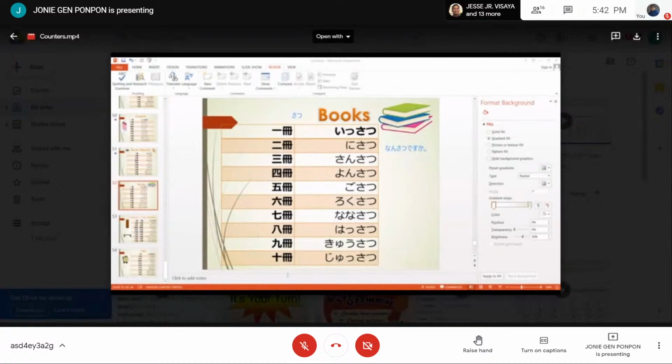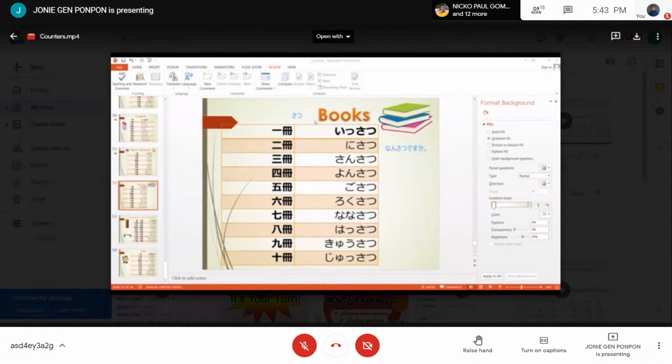Then for 10 books, that is jussatsu. Okay, double S, not jusatsu, but jussatsu. The double S. This is a chiisai tsu, by the way. So this one is a small tsu, that's why it's a double S. So that's how you ask and answer for the counters for books, dictionaries, encyclopedias, magazines.